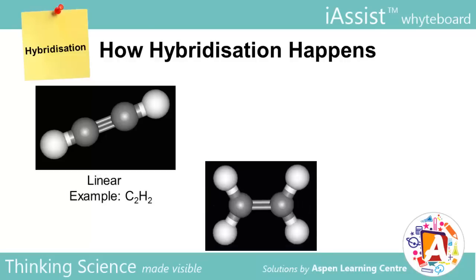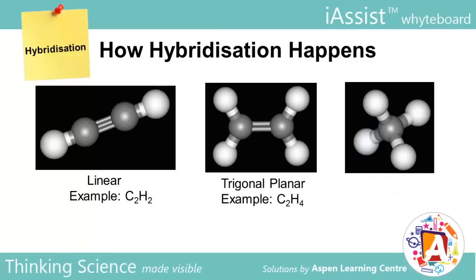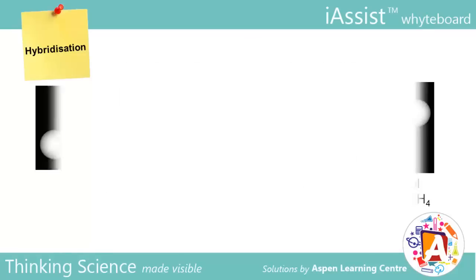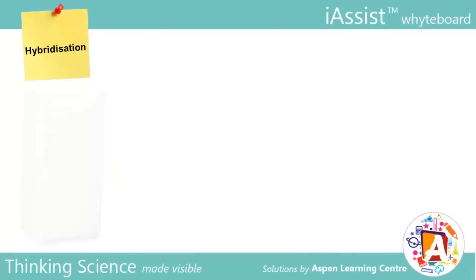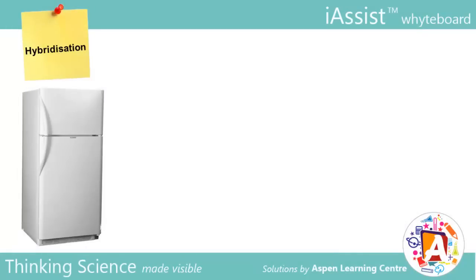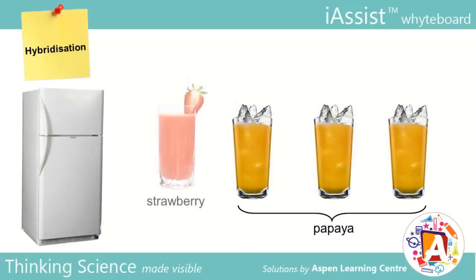It is well known that carbon forms four bonds, however depending on the types of bonds formed around a carbon atom the shape changes. But before we look at exactly how carbon undergoes hybridization, we will first go through a related analogy. Let's say that I have four friends over for a house visit. I want to serve them some refreshments, so I look in my fridge and find some fruit juice. I have exactly four glasses left, three glasses papaya and a glass of strawberry.